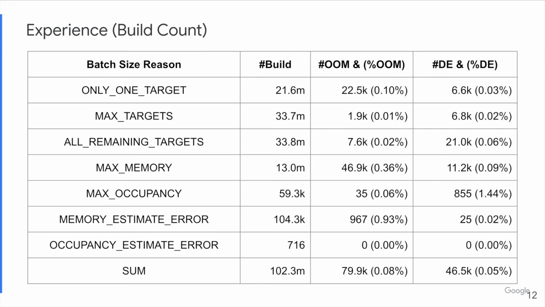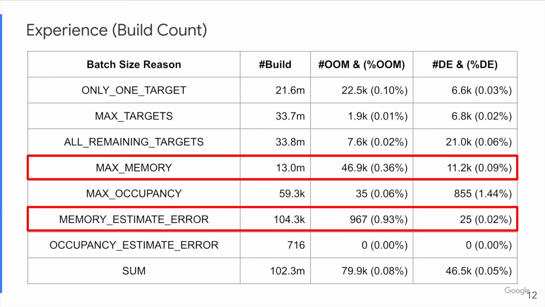This table shows the number of builds, the number of WOMs, and the WOM rate, and the number of deadline exceeded errors, and the deadline exceeded rate for each batch size reason. So looking at the max memory batch size reason, it seems that it has the most absolute number of WOMs, which means the target batch created by our memory model tends to use more memory than other batch size reasons, which is expected. If we don't have the memory model, let's say we have this memory estimation errors, then we can see that we have a higher WOM rate.